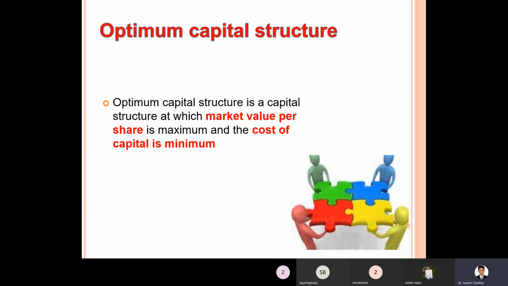So a situation where your market price per share keeps on increasing and it is benefiting the investors or your shareholders or the firm as a whole, and it is controlling or creating a certain position wherein the cost of capital is at a minimum level, then that particular position can be called an optimum capital structure position.